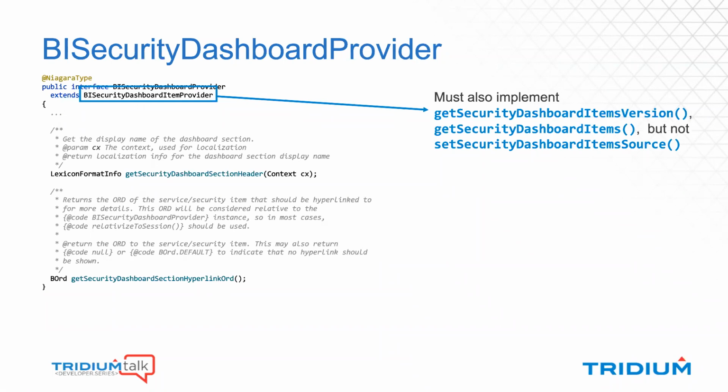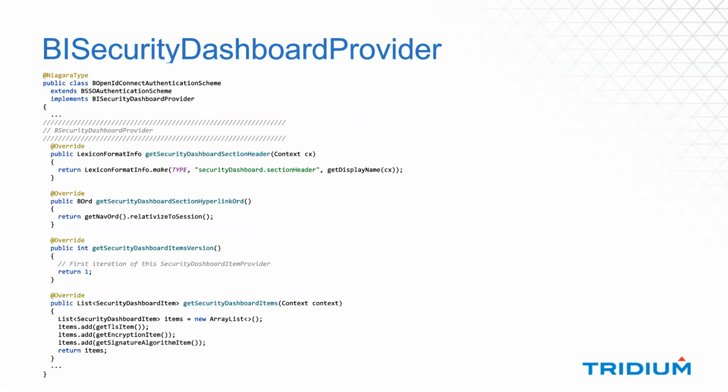So let's see what this looks like for our OpenID Connect scheme. The first thing to note is that I did not create a new class for this. My OpenID Connect authentication scheme is the security dashboard provider.